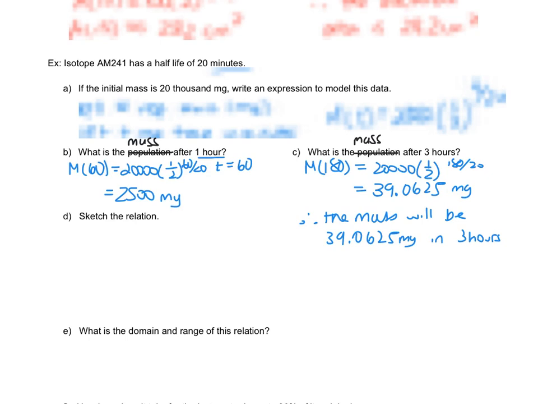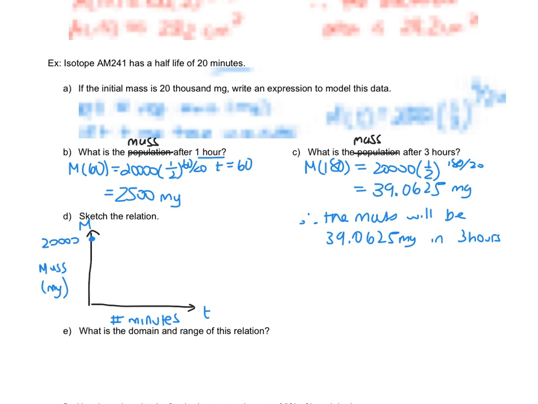Okay, let's sketch this relation. And because it is a word problem, we do have to think about some things that will not continue. So for example, our initial population was 20,000. So I'm going to label that point. And I'm also going to put M here for mass and T here for our number of minutes. So number of minutes and then mass in milligrams. So make sure you do label your scale so that people know what is going on here.